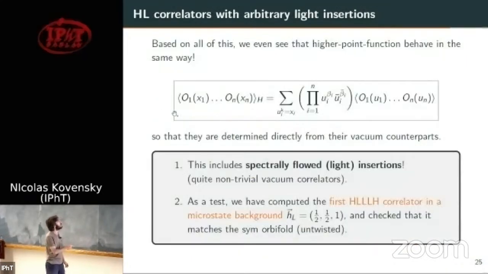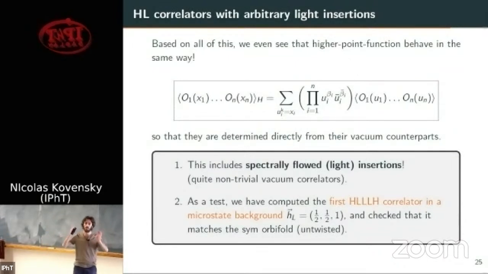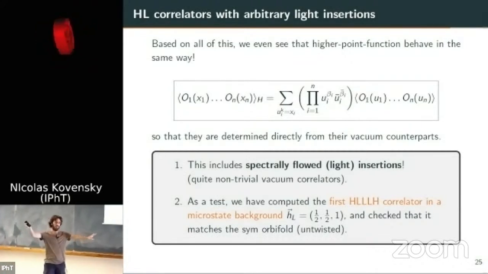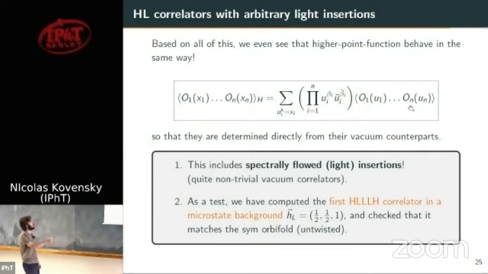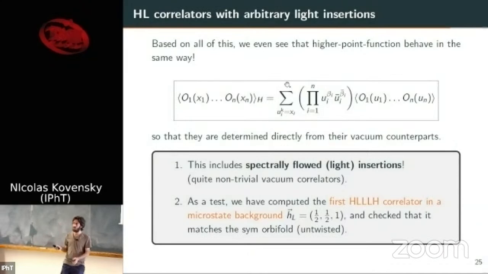So I get a formula for arbitrary light insertions in these backgrounds, which is just a heavy-light correlator with an arbitrary number of light insertions. If you give me the vacuum correlator, I follow this procedure: I evaluate it at the kth roots, I put in these factors, I sum over the roots, and I give you the heavy-light correlator. This is true for arbitrary light insertions.